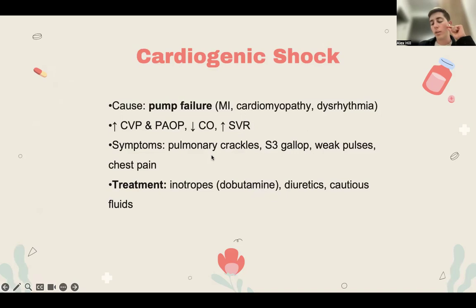Symptoms might be pulmonary crackles as the blood is backing up. It can cause this pulmonary edema, the fluid to leak out into the lungs. An S3 gallop, which has to do with the sloshing of the blood in the heart. Weak pulses, chest pain. So here you want to help the heart pump. Dobutamine is a drug that helps the heart pump. Diuretics, get rid of some of the fluid. Cautious fluids, you just want to be careful with that because fluids can make these issues worse.